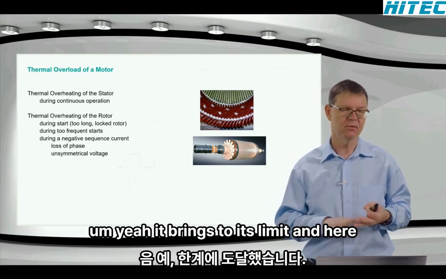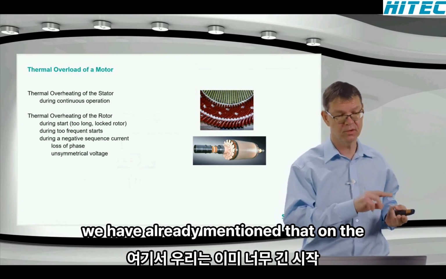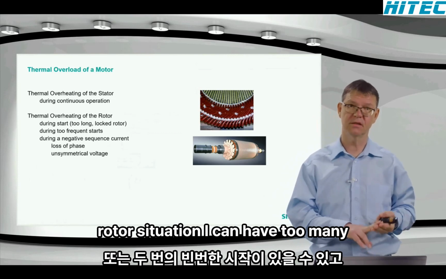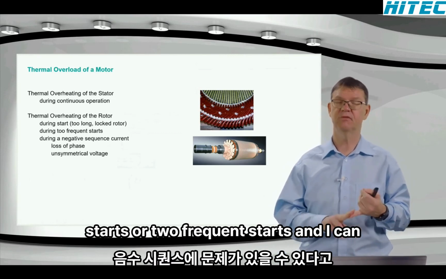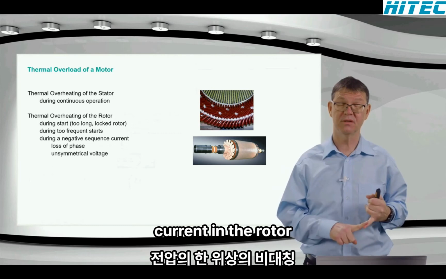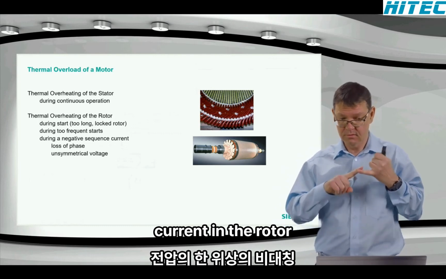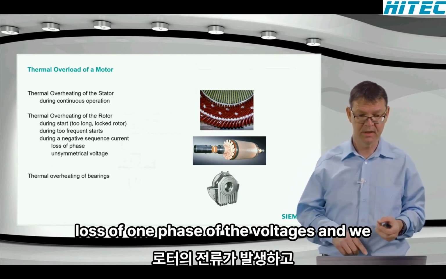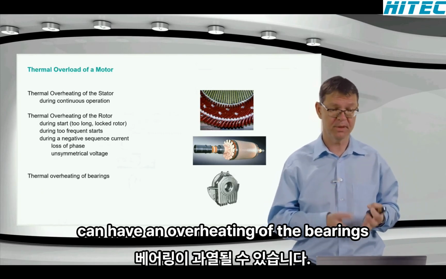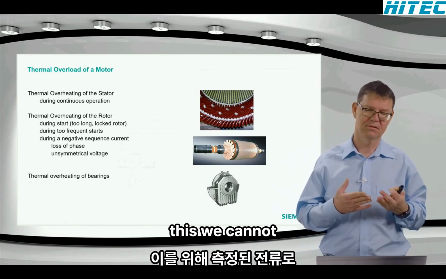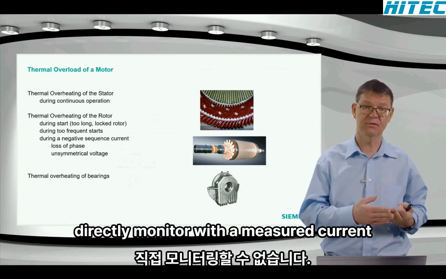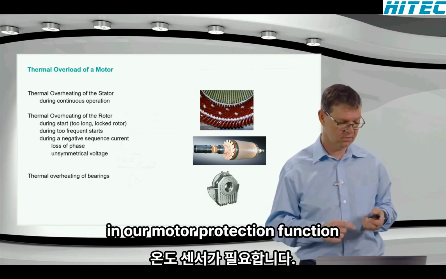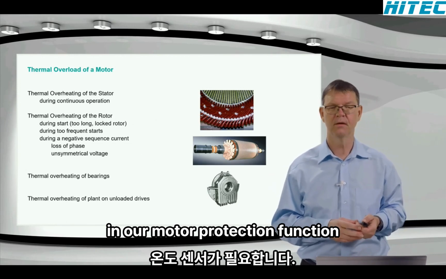brings to its limit. And here we have, I've already mentioned that, on the one hand, a too long start or locked rotor situation. I can have too many starts, or too frequent starts, and I can have problems with negative sequence current in the rotor coming from unsymmetrical voltages or complete loss of one phase. And we can have an overheating of the bearings. This we cannot directly monitor with a measured current. For this, we need a temperature sensor at the bearings, which we can also include in our motor protection function.